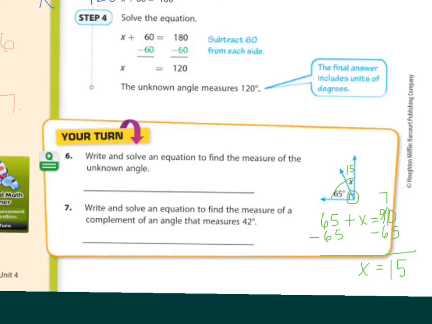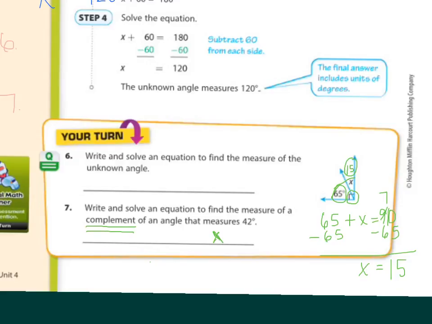Okay, number 7 says, write and solve an equation to find the measure of a complement of an angle that measures 42. A complement is like this right here. 25 is a complement to 65 because when you add them together, it equals 90. So this complement is kind of like a fancy way of saying what would you add to 42 to make a right angle, to make 90. So 42 plus something. So here's the complement.